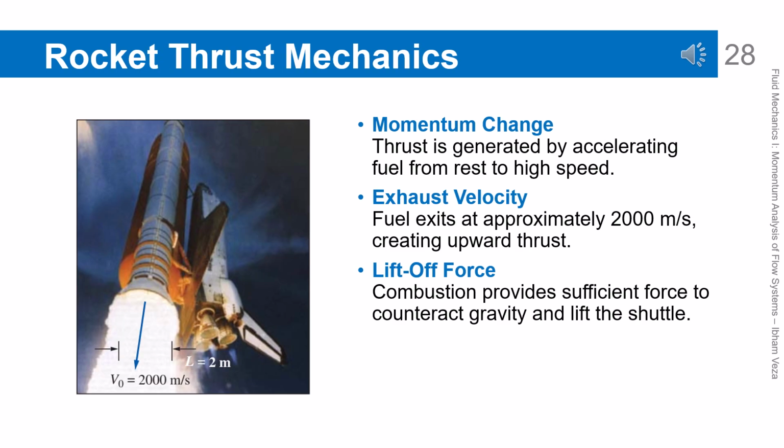Rocket thrust mechanics. Rocket thrust is generated by accelerating the fuel from rest to a very high speed. The exhaust gases leave at a very high velocity, producing a large change in momentum. This momentum change creates a reaction force that pushes the rocket upward. If this force is larger than the weight of the rocket, liftoff occurs. This example shows a direct application of the momentum principle in engineering.